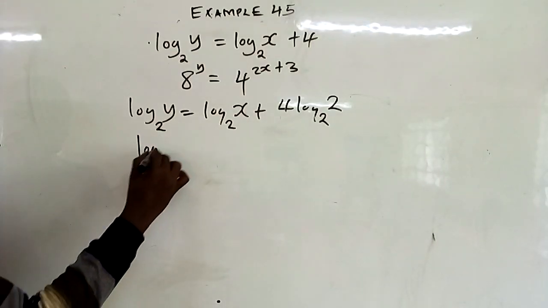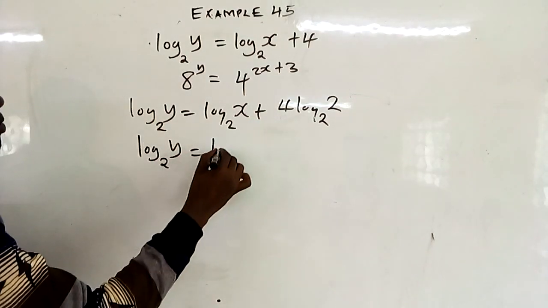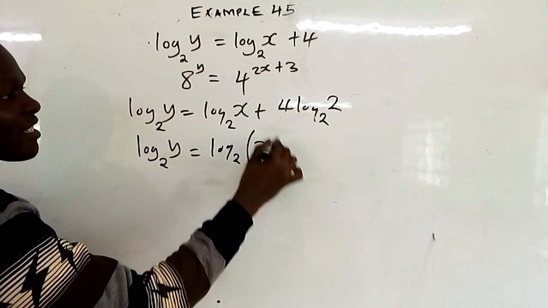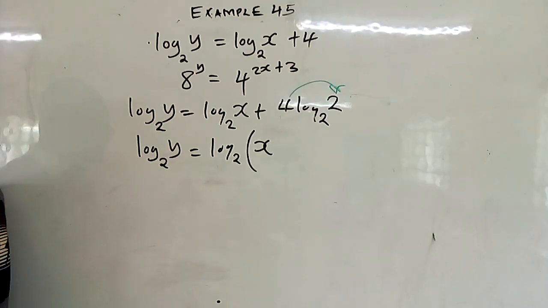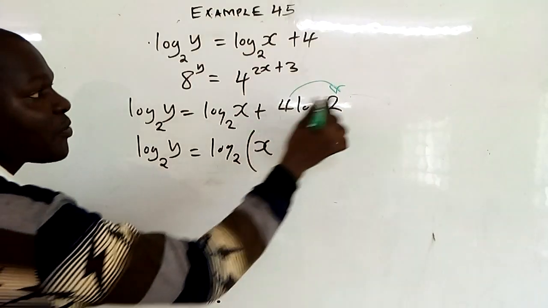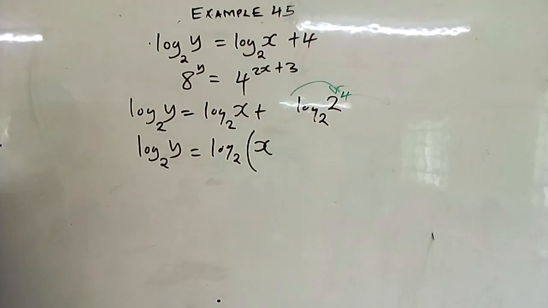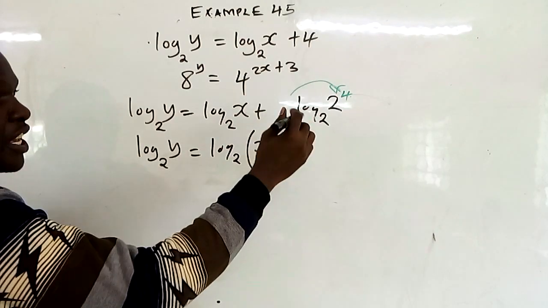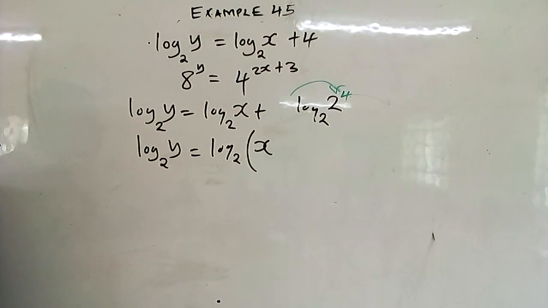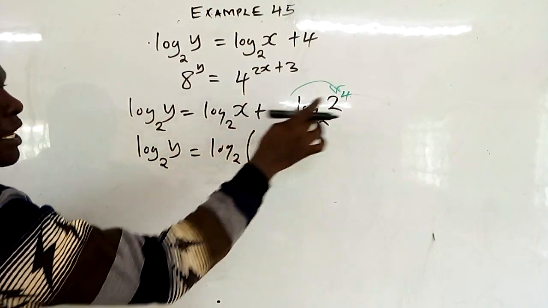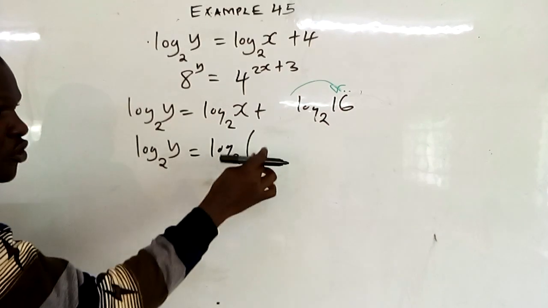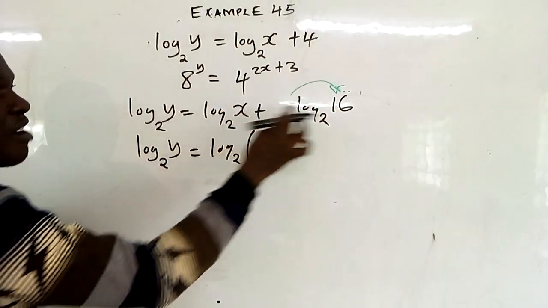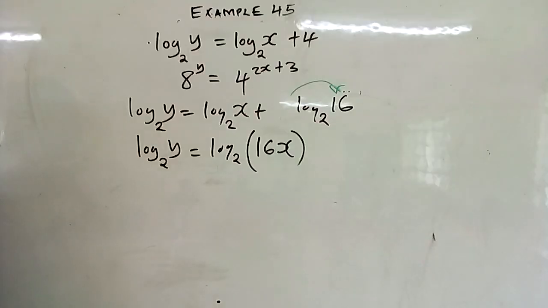So this side of the equation, we have log y to base 2. Then this side, if you factorize out log to base 2, we have x. Addition changes to, you know, this 4, the coefficient, becomes the power. So you have 2 raised to power 4, and 2 raised to power 4 is 16. So you have x times 16. When you remove the log outside, addition changes to multiplication, meaning we are going to have x times 16. There are some steps which you can omit in the workings.